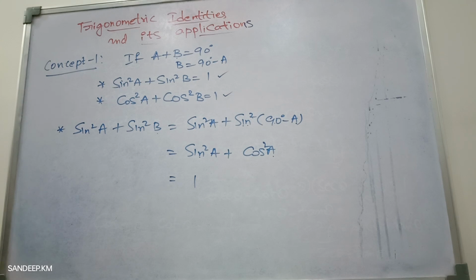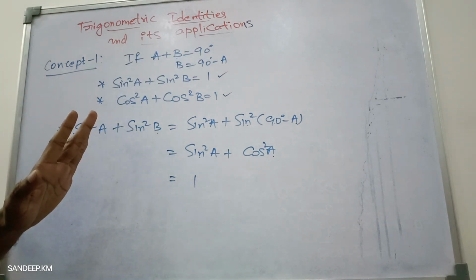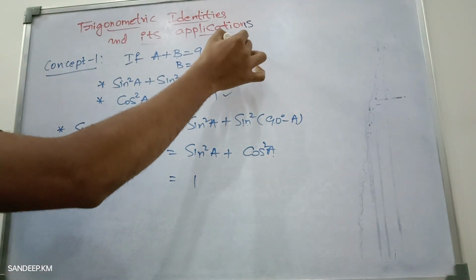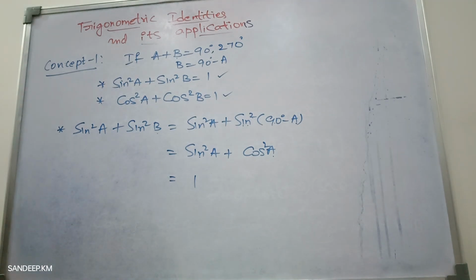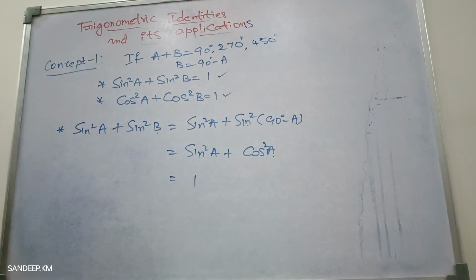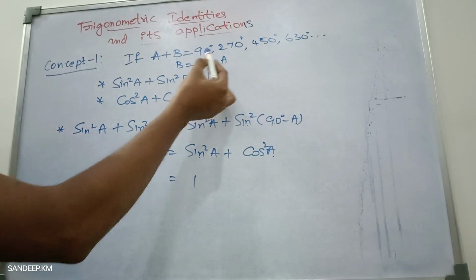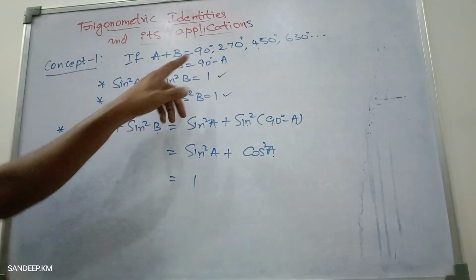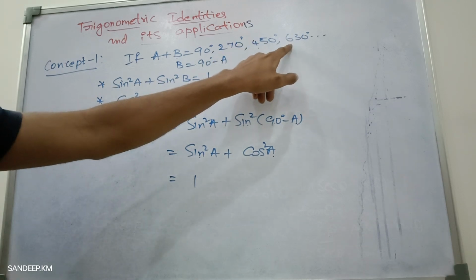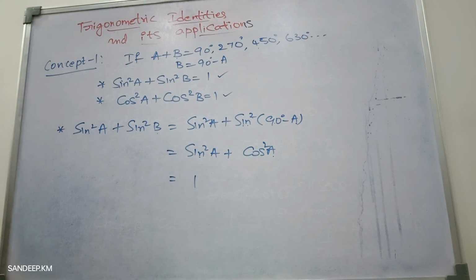Now dear students, is this true only for a plus b is equal to 90? Not only for a plus b is equal to 90, it is true even for a plus b is equal to 270 degrees. It is also true for a plus b is equal to 450 degrees. It is also true for a plus b is equal to 630 degrees. Do you observe what are these angles? 1 into 90, 3 into 90, 5 into 90, 7 into 90, and so on. So what are these angles? These angles are odd multiples of pi by 2.